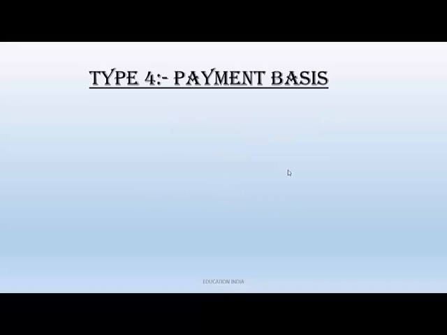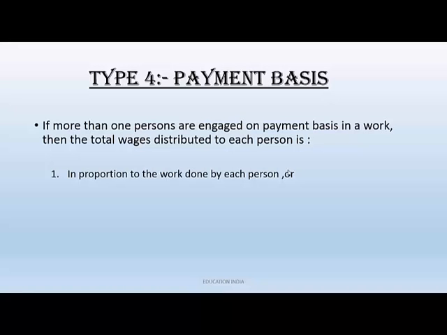The question may arise that when more than one person is engaged in a work on a payment basis, how are the wages distributed to each person? It depends on certain factors. They are as follows. The distribution will be in direct proportion to the work done by each person. So the share is in direct proportion to the work done by each person. What does this mean? This means that the share of work done by a particular person determines the amount of money.